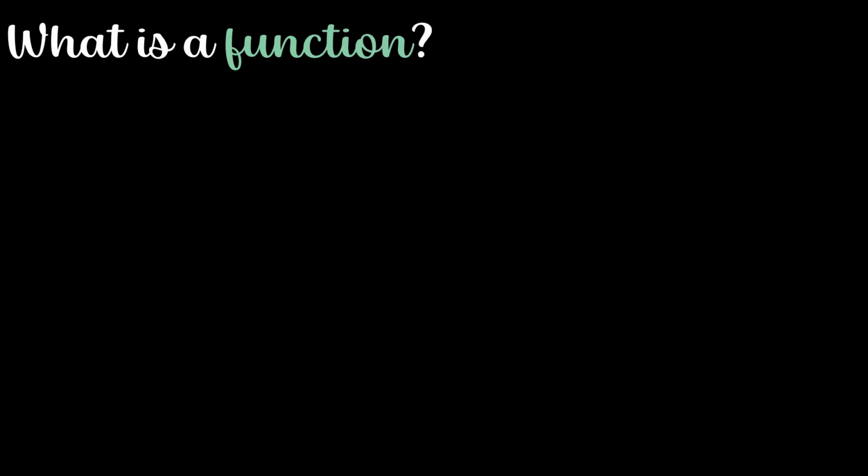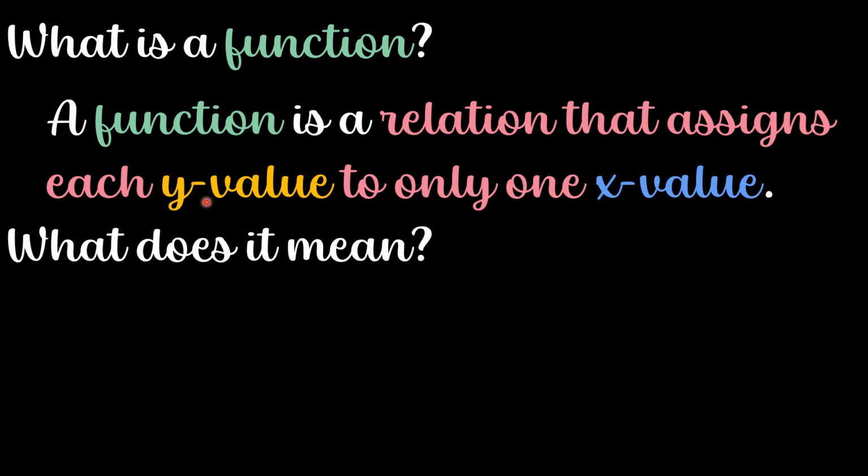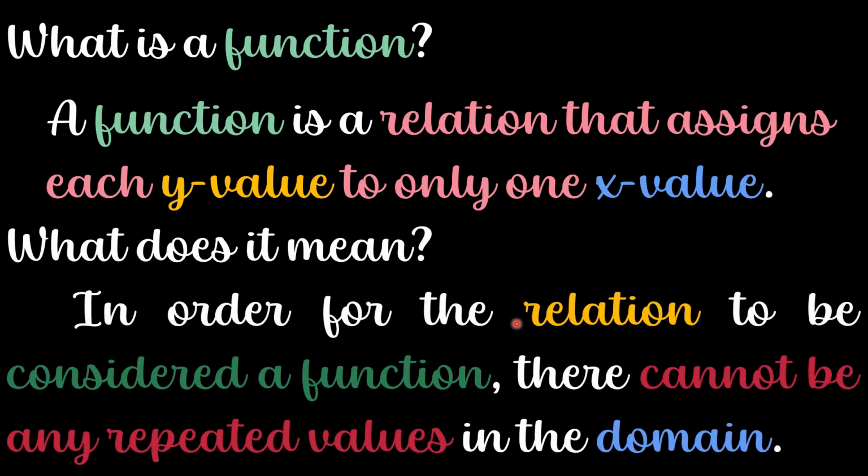Now what is a function? A function is a relation that assigns each y value to only one x value. So sa isa ka y value sa atong ordered pair, dapat iyang partner isa ra jud ka x value. Now, how do you know that? What does it mean? In order for the relation to be considered a function, there cannot be any repeated values in the domain. So, wala dapat mobalik nga value sa atong domain or sa atong x value. Okay ra sa atong range pero sa domain dili.